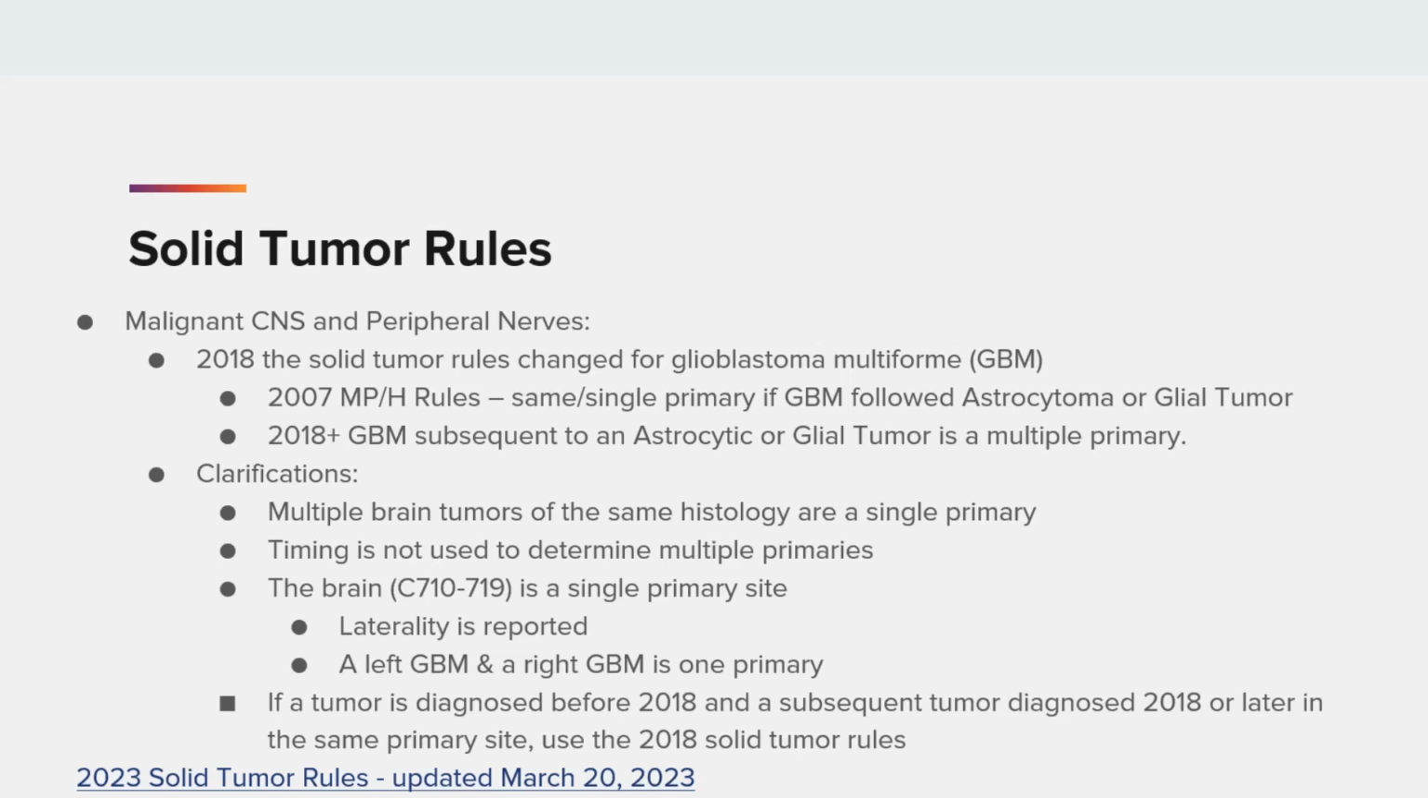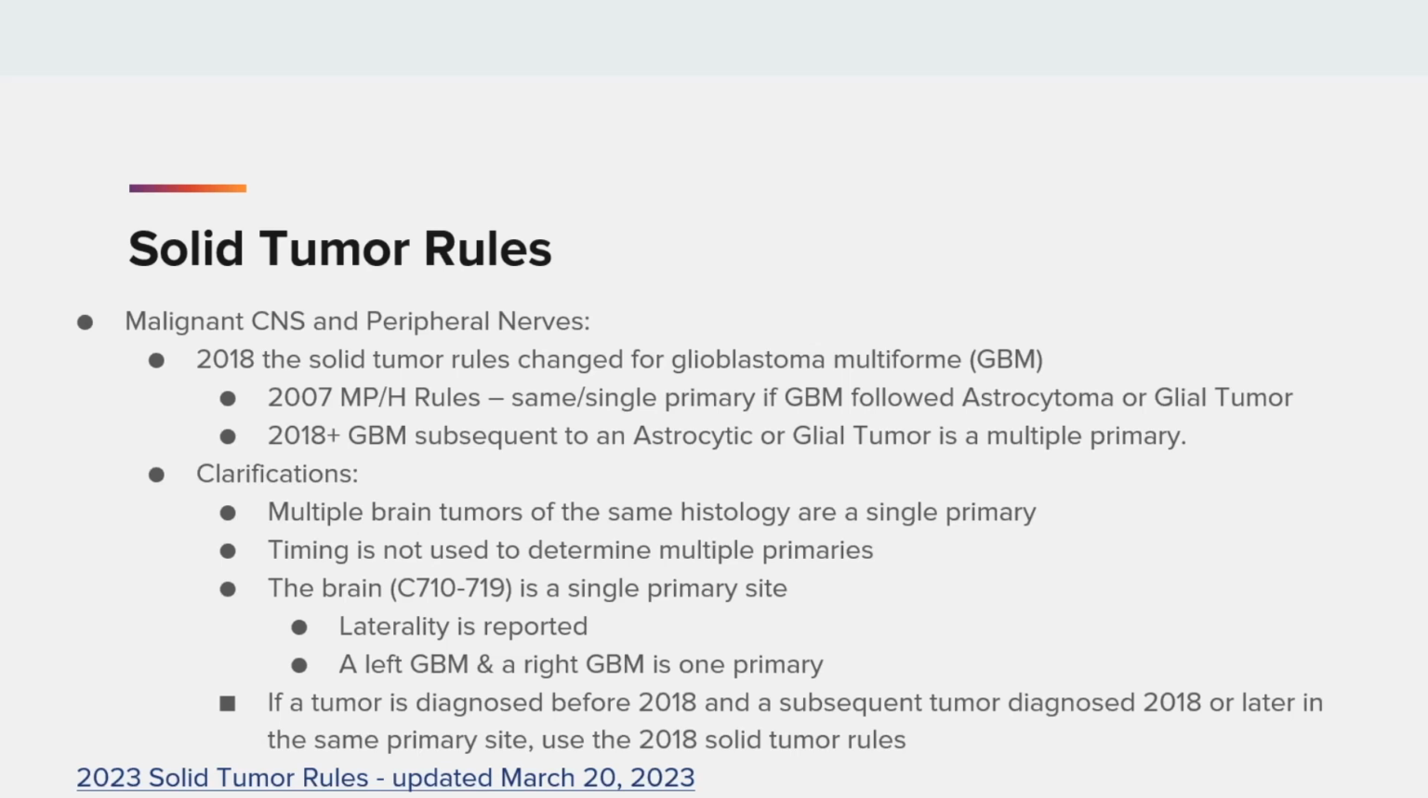But a left glioblastoma multiforme and a right glioblastoma multiforme is reported as one primary. Also, if a tumor is diagnosed before 2018 and a subsequent tumor diagnosed 2018 or later in the same primary site, then we use the 2018 Solid Tumor Rules, the more current rules. You can download a copy of the most recent Solid Tumor Manual. So it is 2023, but it's the update of 2018. And that is at the link at the bottom of the slide.